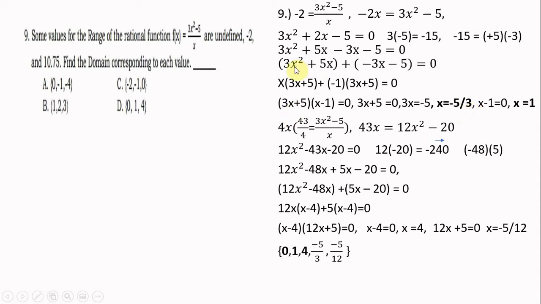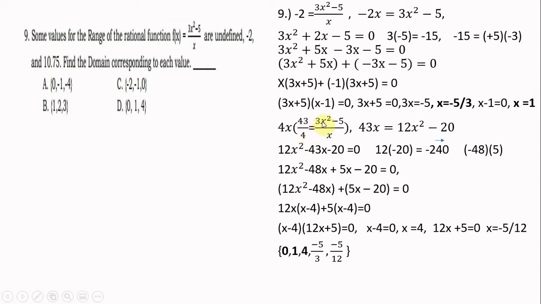Now this time we are to find the value of x when our y, or the value of the function, is 10.75. So actually 10.75, when you change this into a mixed number, that's 10 and 3/4. So 10 and 3/4 changed to an improper fraction is 43 over 4. Here it is, 43 over 4. So this is 10.75, 43 over 4.